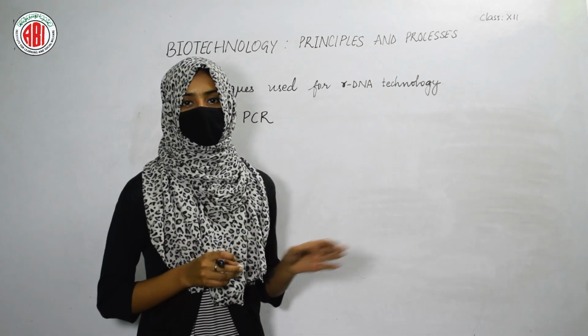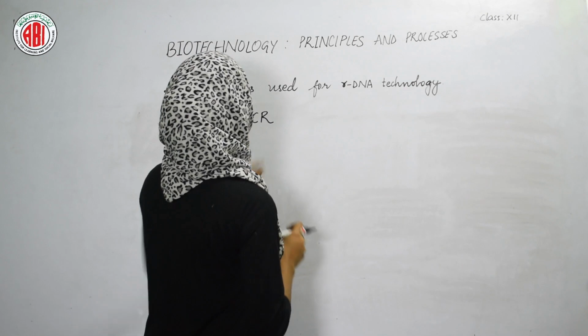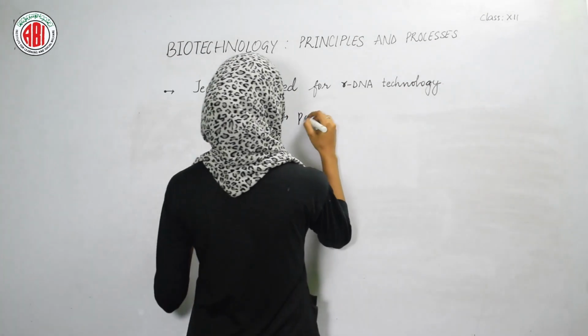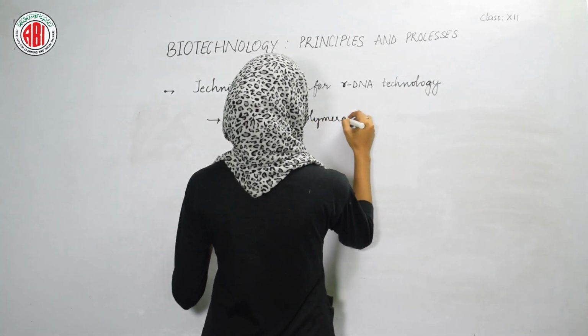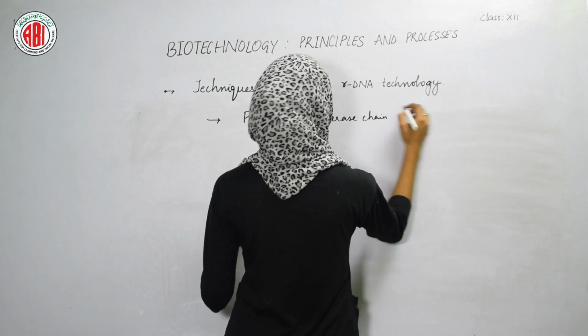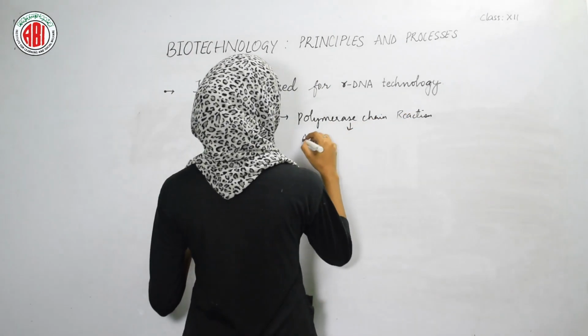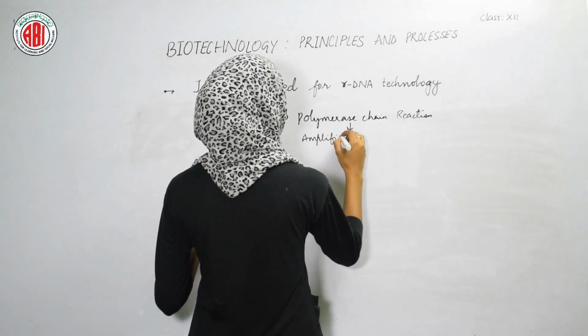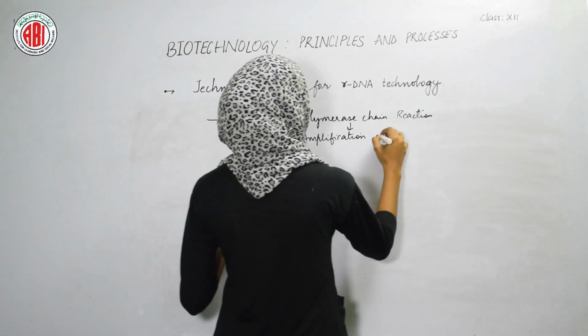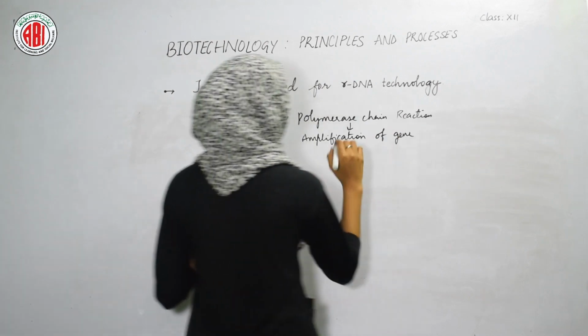Let us discuss the process called PCR. PCR stands for polymerase chain reaction. This takes place for the amplification of DNA. So what do you understand by the term amplification? Amplification is nothing but division. So how does the gene of interest get divided?